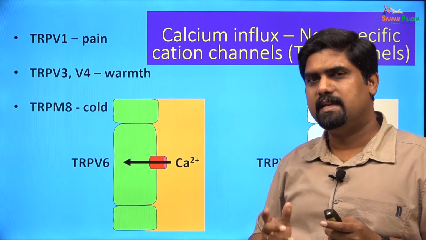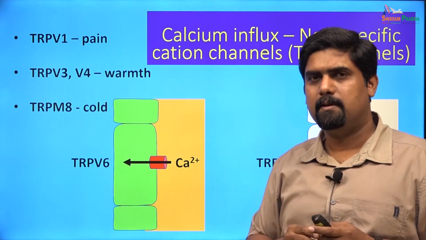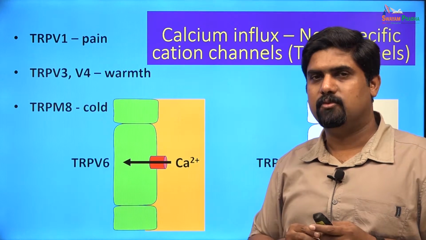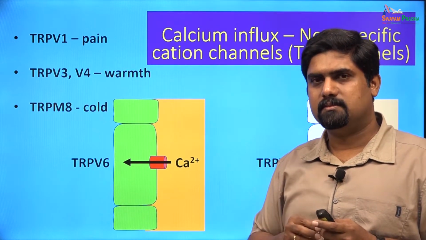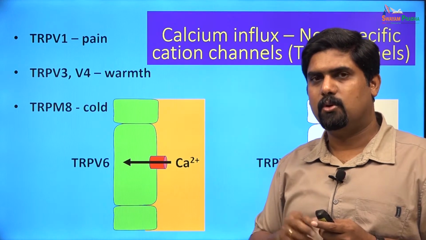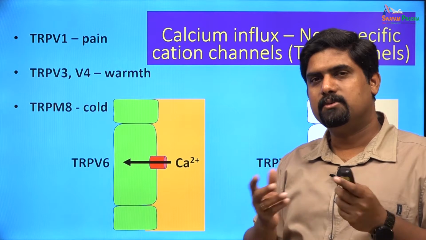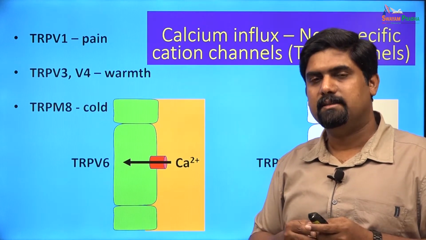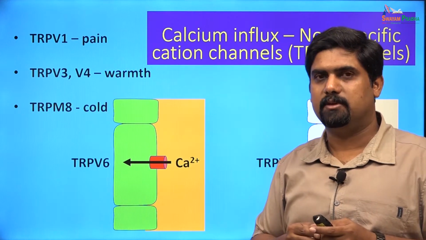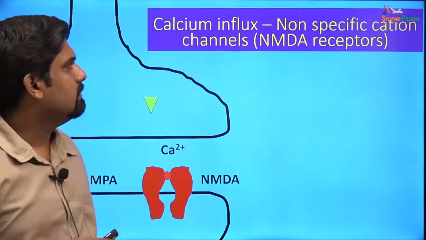Now these TRP channels were discovered in Drosophila, the common fruit fly. These channels were present in the photoreceptors of Drosophila, and whenever light was shone on these photoreceptors, these channels opened and produced a transient change in the receptor potential of these photoreceptors. That is why they are known as transient receptor potential channels, or the TRP channels.